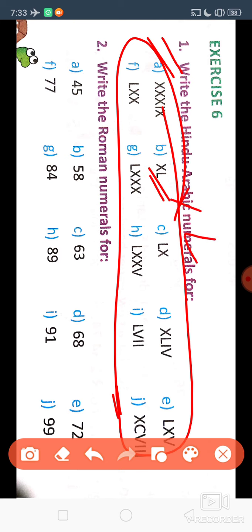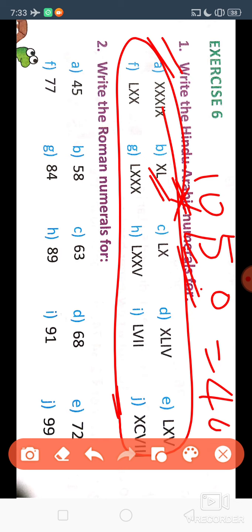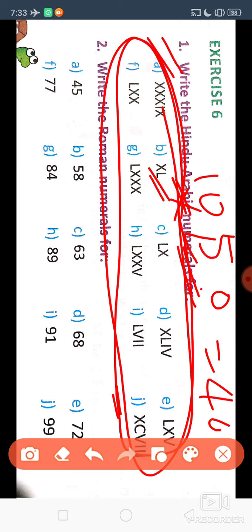XL. X means what? 10. And L means what? 50. So the smaller number is written before the larger number. So 50 minus 10 will become 40. Like this, try to solve all the questions. Question number 1, and tomorrow we'll discuss question number 2. Okay, I hope this is clear to you. First of all, learn the table, then try to solve these questions.